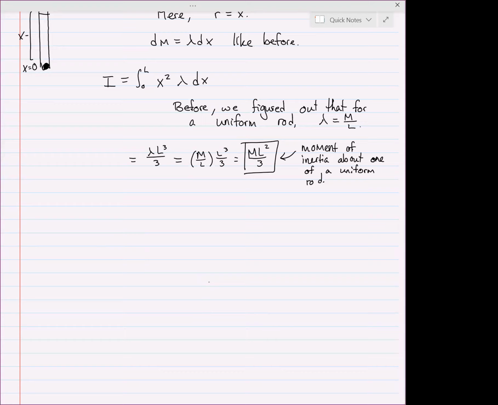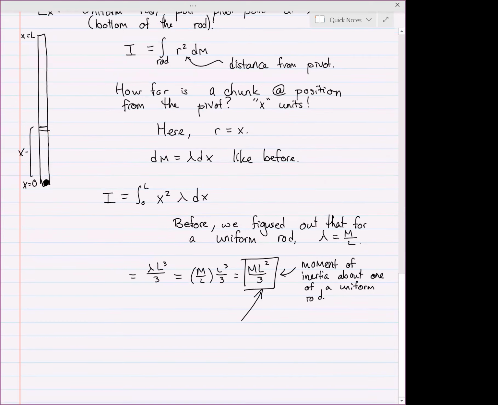Right, so this ml squared over 3 is just a formula for computing the moment of inertia of a rod that has uniform mass density when the pivot point is about one end of the rod. Notice that this doesn't care at all about the coordinate expression that we used. It doesn't care that we chose to put x equals 0 at the bottom. We would have gotten the same answer if we had chosen to put x equals 0 in the middle, for example, or anywhere else. This is a property of a uniform rod. If you put the pivot at the bottom, you get ml squared over 3 for its moment of inertia.